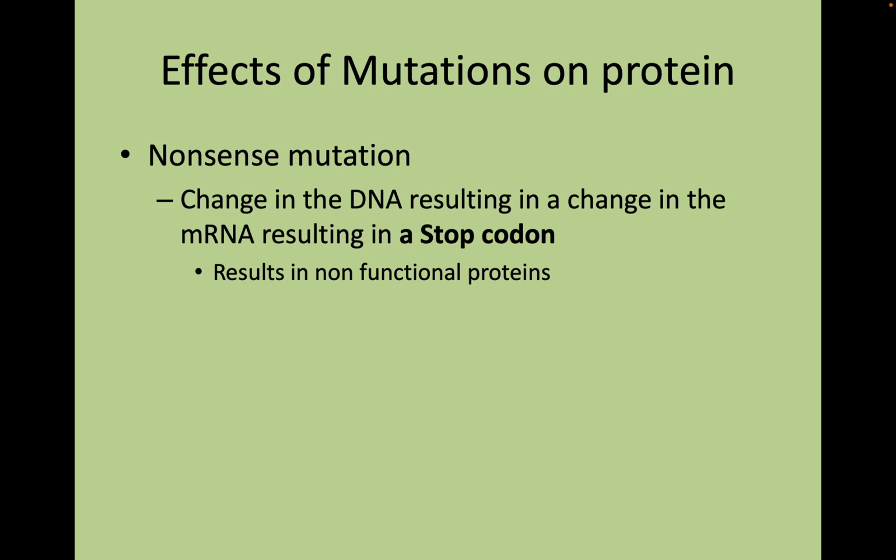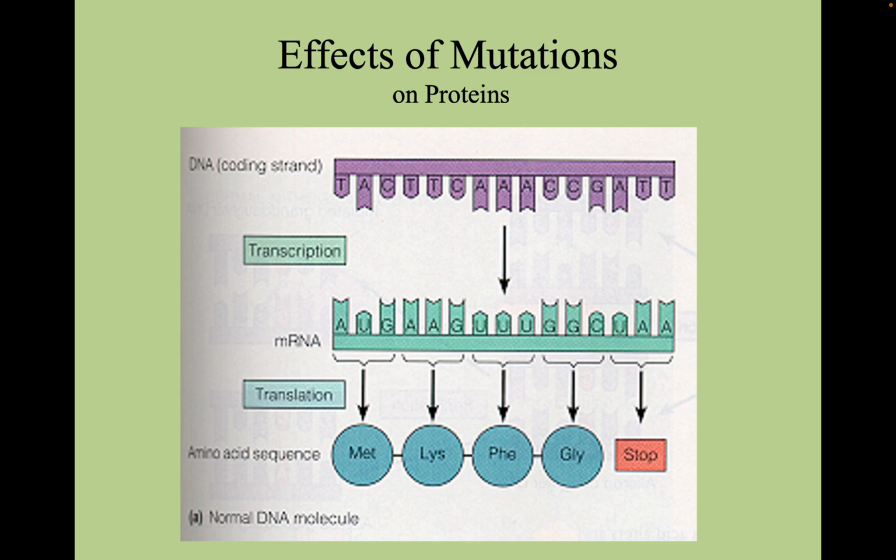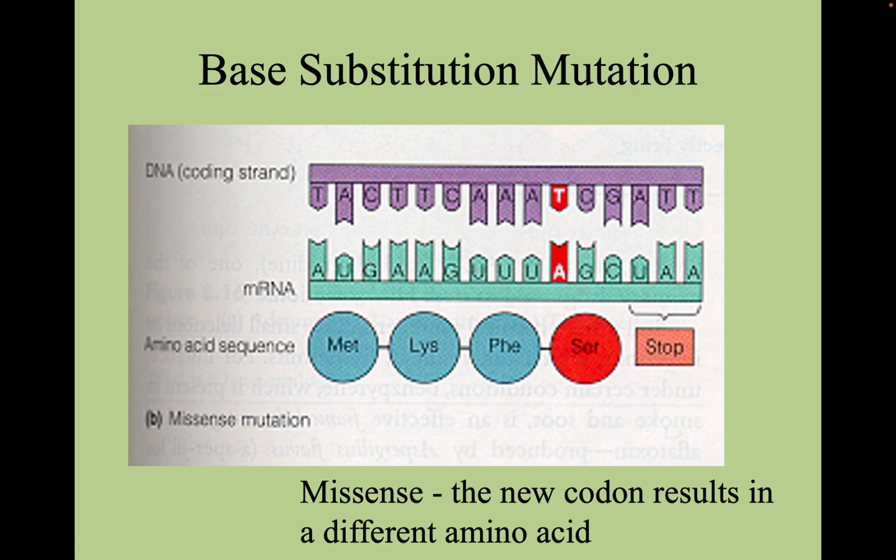You will need to know the different types of mutations. All right, so let's talk about the effects of mutations on proteins. So we have our DNA template, which is transcribed into mRNA. That mRNA is broken down into 3-letter codons, which are translated into amino acids, right? If there's a substitution mutation, then a base pair is changed, and that changes an amino acid.